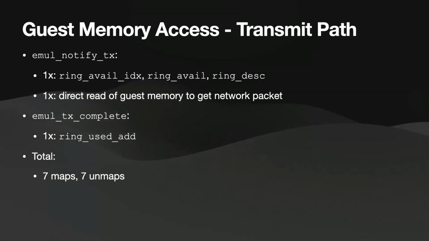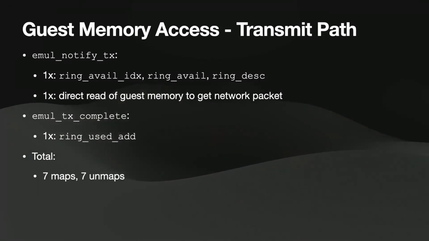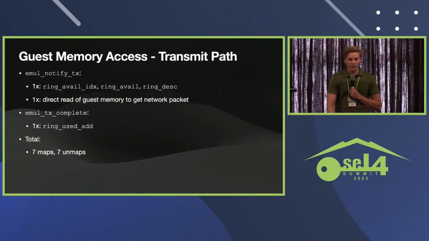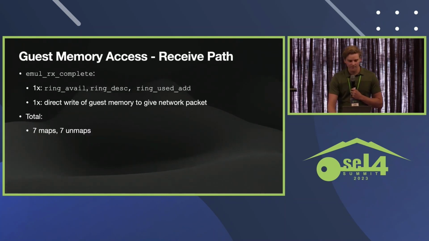It makes one call to the ring avail index, ring avail, and ring desc function. And then there's one direct read of guest memory to get the network packet. And then after that network packet has been read from the guest memory, there's one call to ring used add. So all in all, we have 7 maps and 7 unmaps.